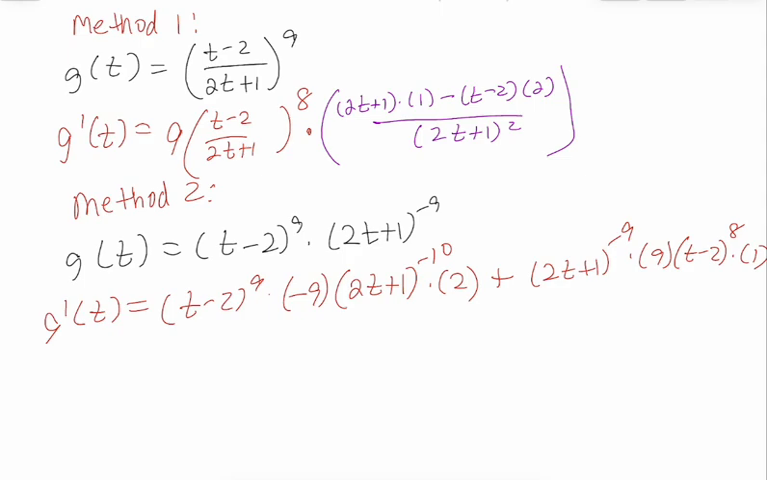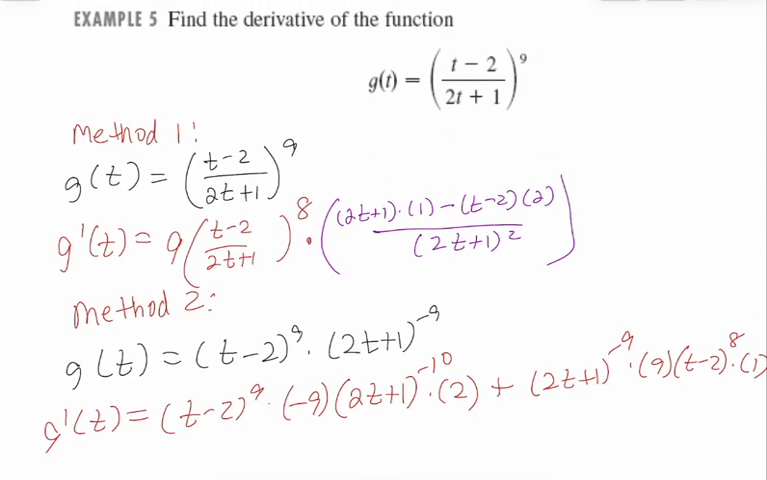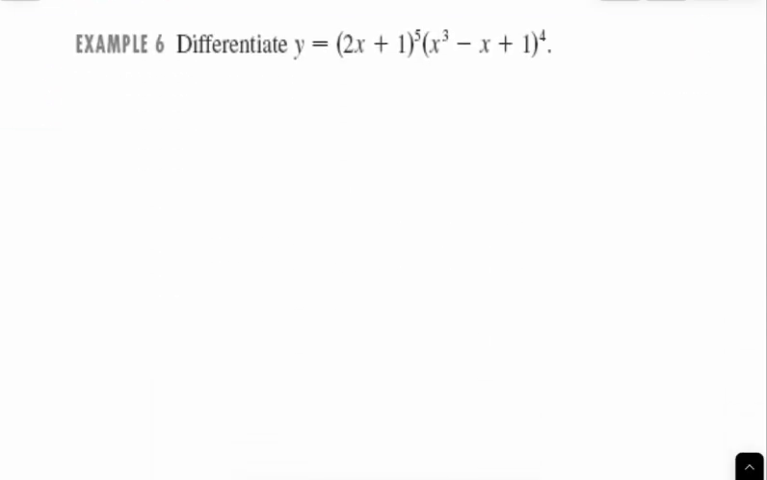So both of those methods work. If and when we take a quiz over this stuff, if one of you decides to do method 1 and one of you decides to do method 2, you're both correct. So there are many ways to get to our derivative. Any questions about example 5? Okay. Let's look at example 6.